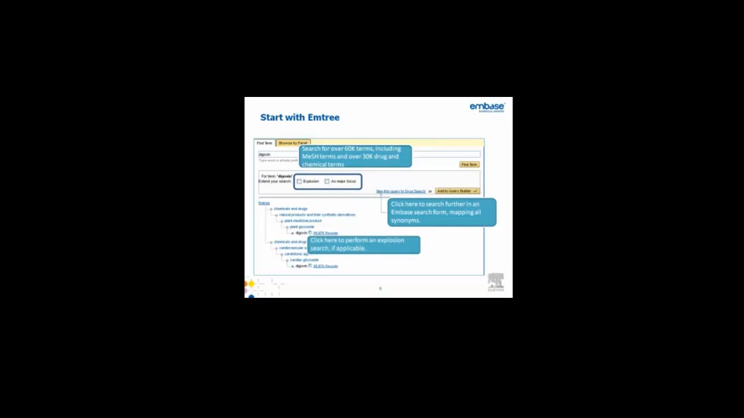You can click here on the term itself, and this will do an explosion search straight to your search results. Important to mention that Emtree is updated 3 times per year, and you can find more information on Emtree and all the new terms that are added at each release on the info site at this address.